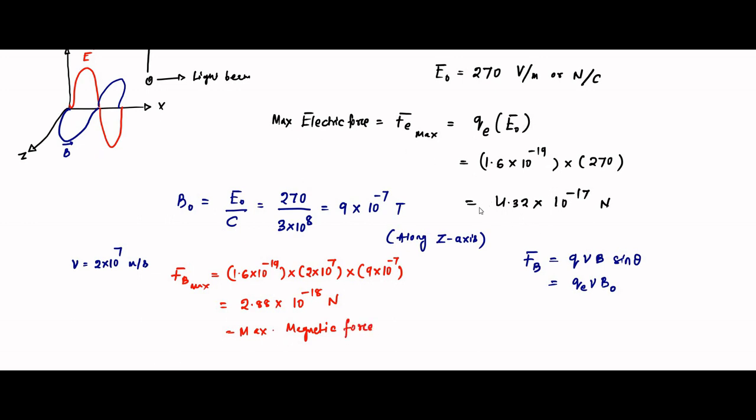So this is the maximum electric force, which is 4.32 into 10 to the power minus 17 Newton, and this is the maximum magnetic force. If you combine the electric force and the magnetic force, this will be called the Lorentz force, where a charge moves under the influence of both electric and magnetic fields. Just to add on to this whole concept.